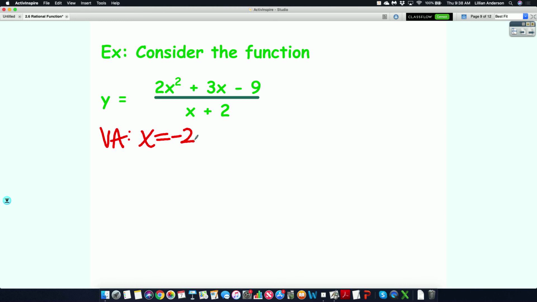Now, as for the other asymptote, it's not horizontal because the numerator's degree is bigger than the denominator's degree. It will be slant or oblique. You'll need to use long division or synthetic division.